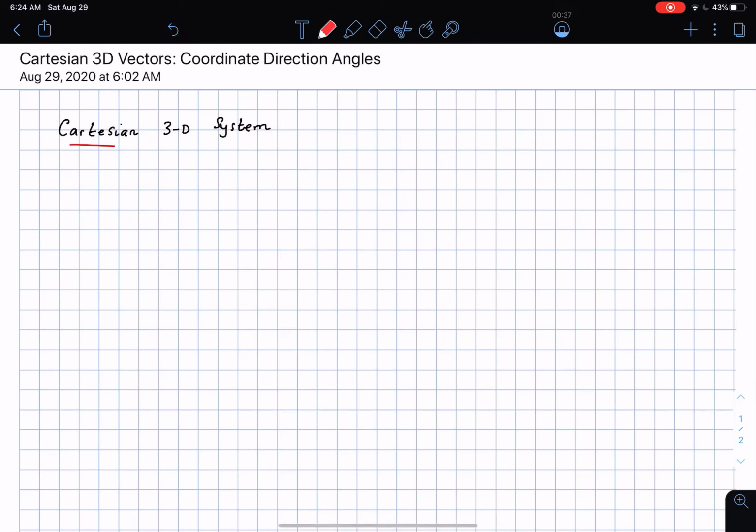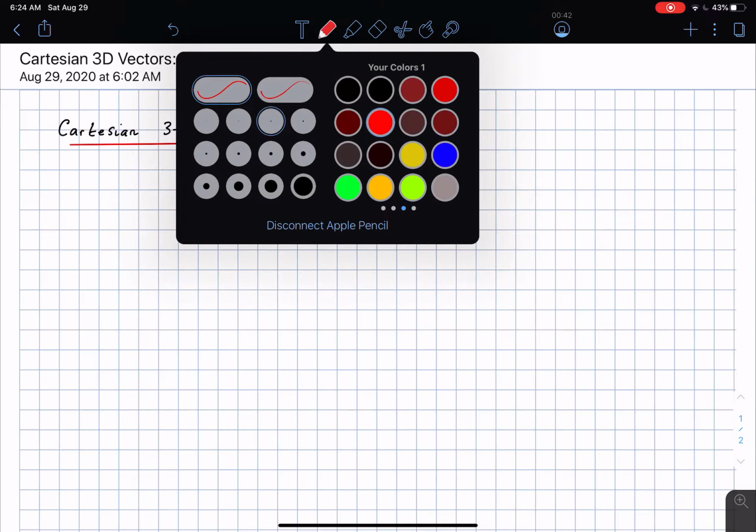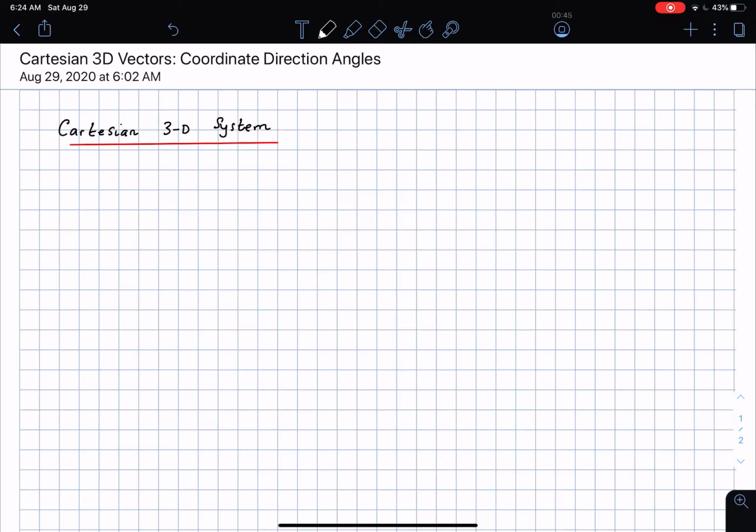Here is how we typically define the Cartesian 3D system. First of all, let me draw it out, and then I can show you how we get it. I'm going to draw three axes, all of them mutually perpendicular to each other. I'm going to label this axis as the x-axis, this axis as the y-axis, and this axis is going to be my z-axis, and each of them are at right angles to each other, or mutually perpendicular to each other.